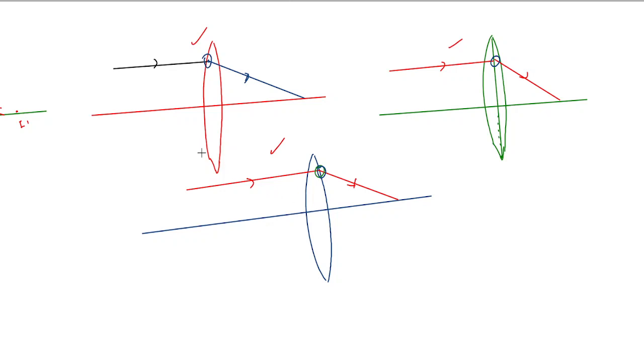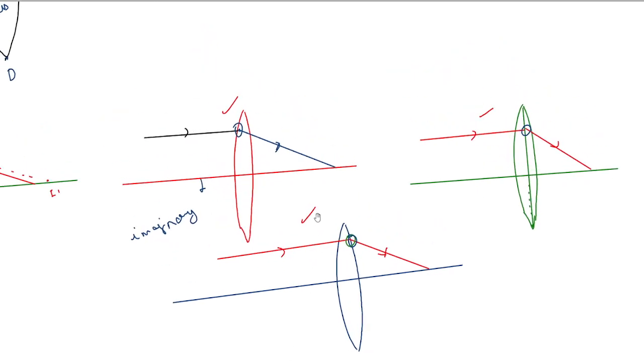You'll be wondering what this line is. This is called the principal axis, which was defined earlier in the previous lecture. In the case of spherical surfaces, we had an imaginary line which is passing through the pole and center of curvature. That is called the principal axis.